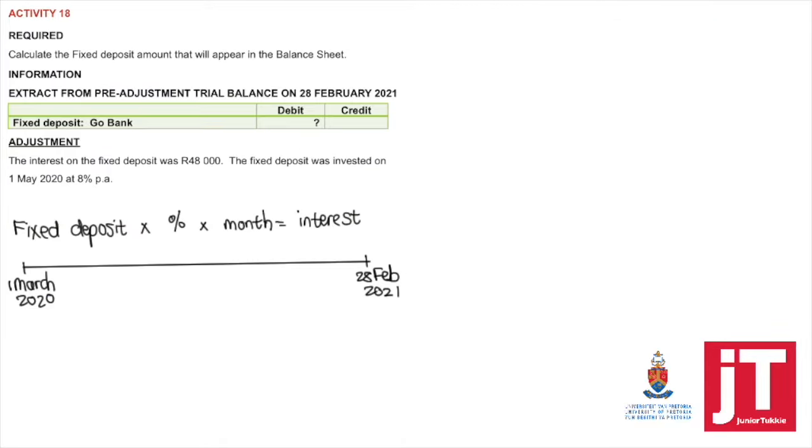Looking at activity 18, be aware of this type of question. They ask you to calculate the fixed deposit amount that will appear in the balance sheet. The interest on the fixed deposit was 48,000. The fixed deposit was invested on the 1st of May 2020 at 8% per annum. So I always say, go back to the basics. I know that fixed deposit times the percentage times the number of months equals the interest. We've invested this fixed deposit on the 1st of May, which means until the end of the accounting period, it equals 10 months. So now it's about solving X.